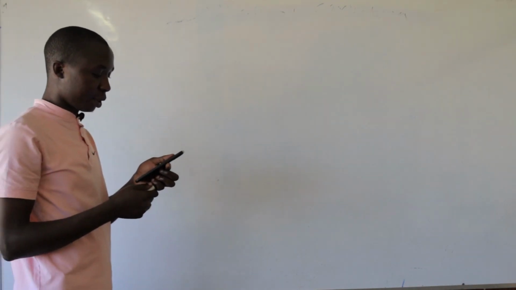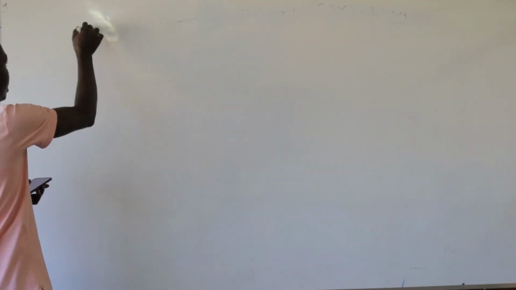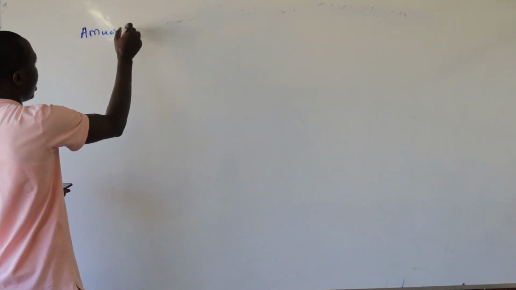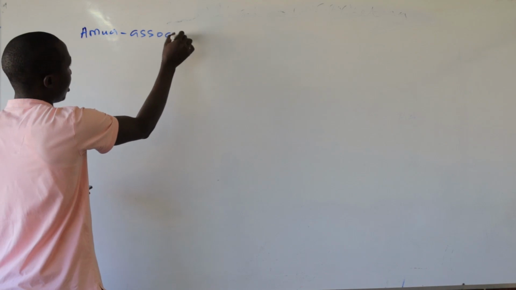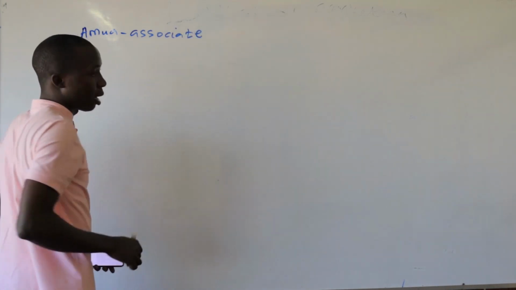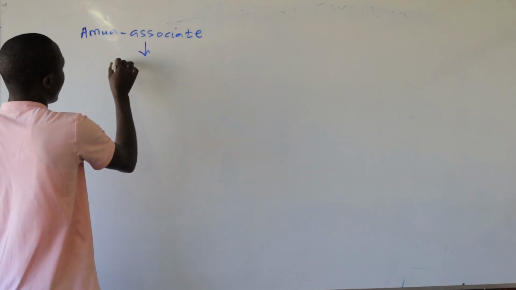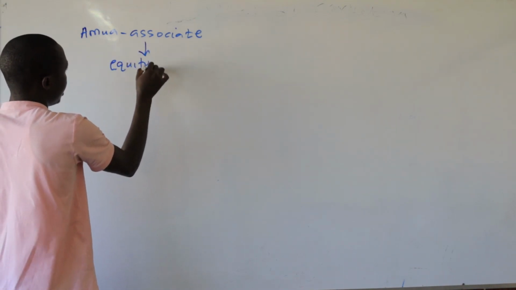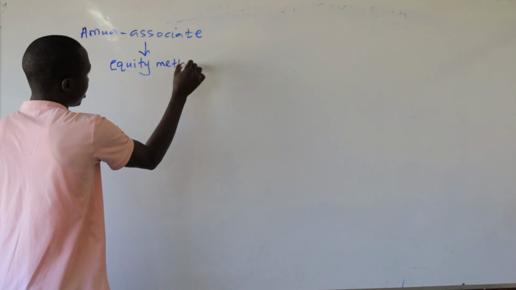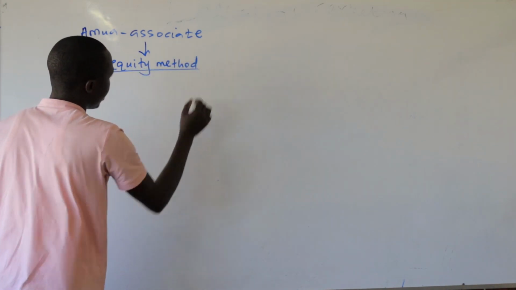So determine the value of investment in Amua. We have said that Amua is an associate. And when the parent is accounting for the associate, it is supposed to use a method called the equity method.